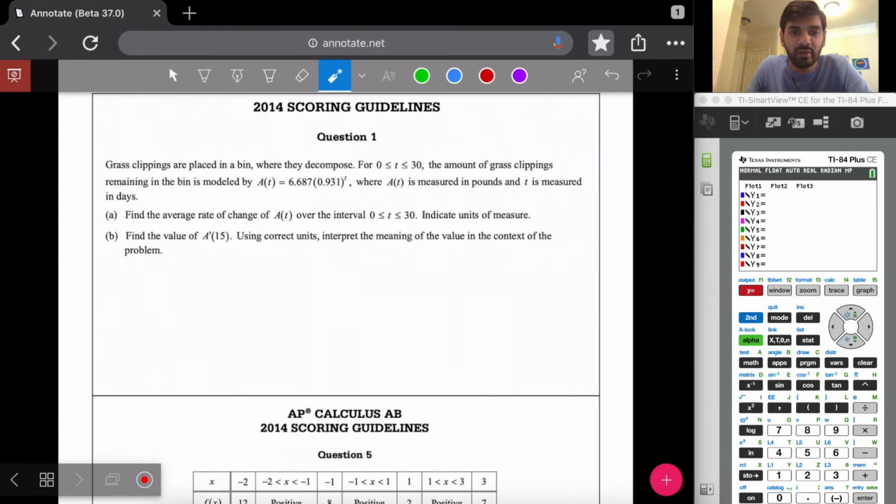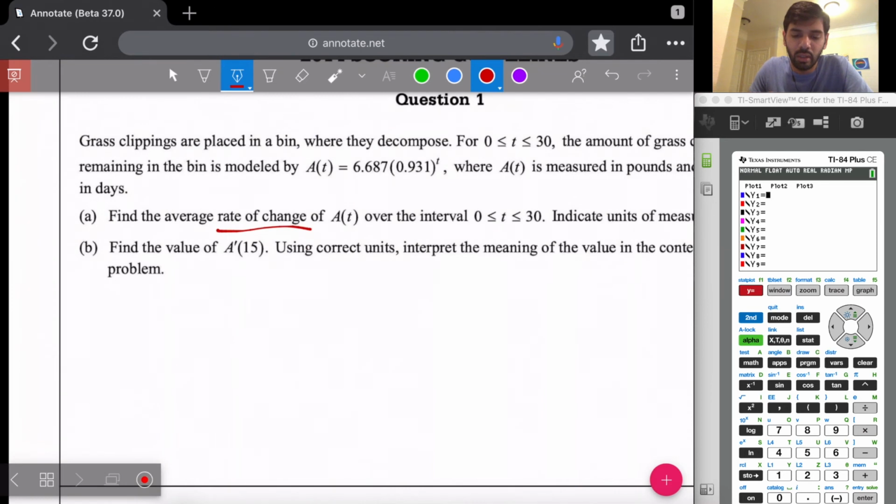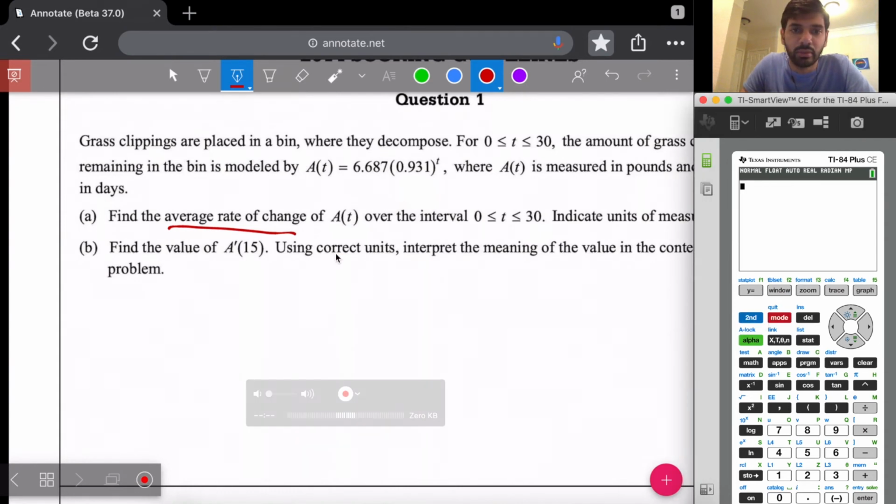So part A says find the average rate of change on the interval 0 to 30. Average rate of change indicates to us that we need to do our slope formula, y2 minus y1 over x2 minus x1. This was question 1 from a past year, so this was a calculator active problem. So we can use our calculator.